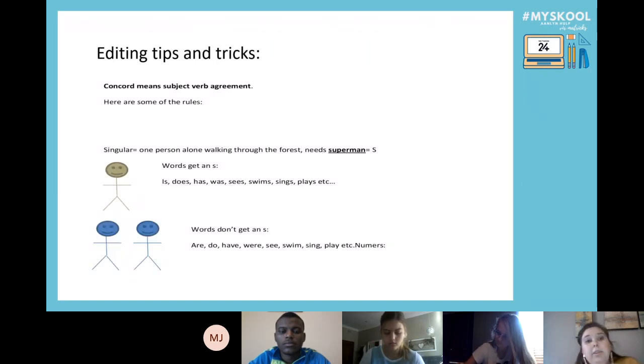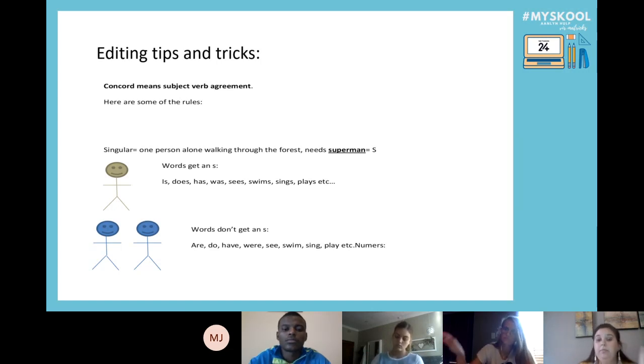Then, this is what I want to focus on because there's always some concord in there. Concord means subject-verb agreement. Namely, when there's one person or one thing, the verb has to be singular. When there's more than one person or one thing, the verb has to be plural. Okay. It's like when one person walks alone at night. He needs someone to protect him. Who is that someone? It's Superman. Therefore, the singular verb gets an S. Words like is, does, has, was, sees, swims, sings, plays.